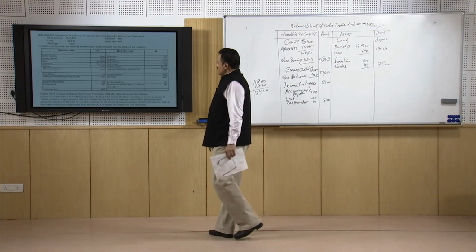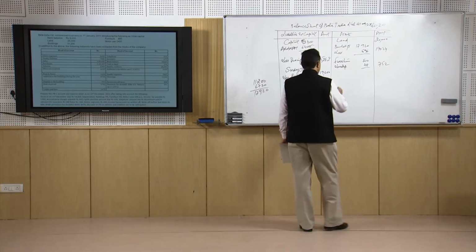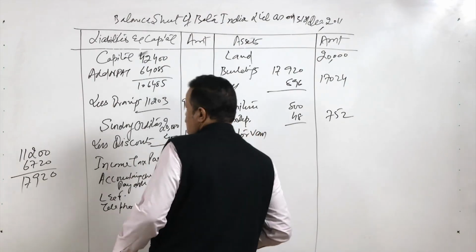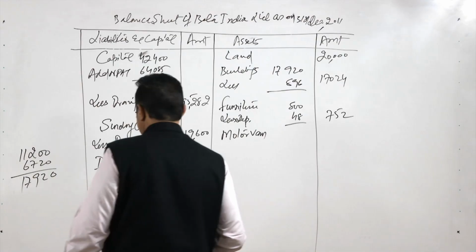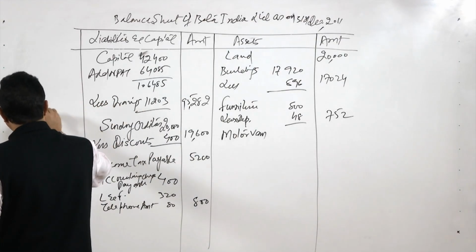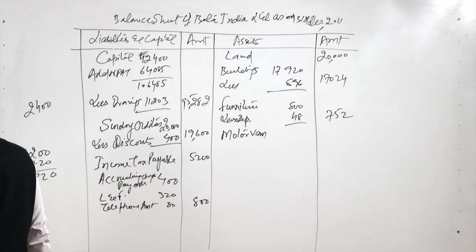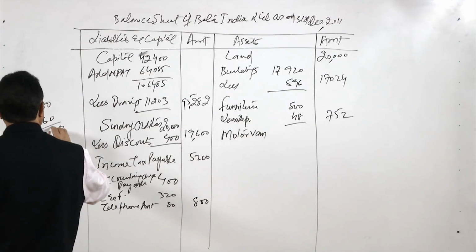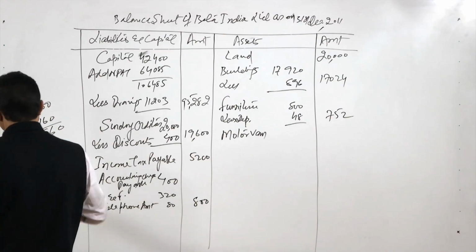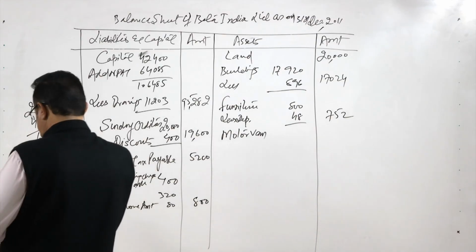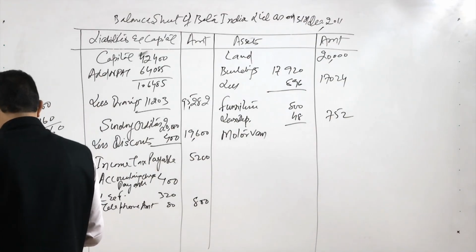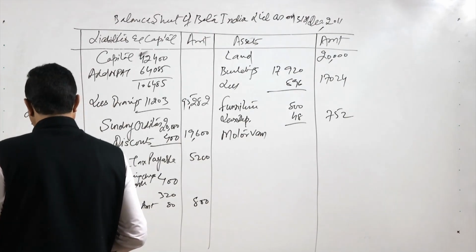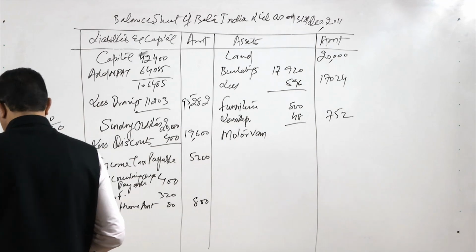Then we have the motor van. Yes, another important asset is the motor van. The motor van's balance is 2,400, we put here 2,400 was there, and we have to make additions also. Motor van additions 4,160. So it is 6,560, the total motor van balance. 6,560 is the total balance.